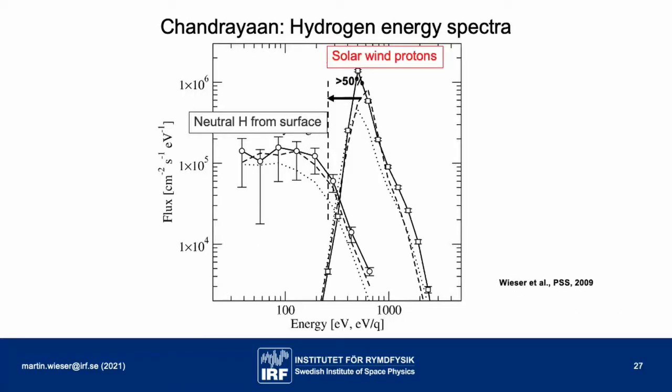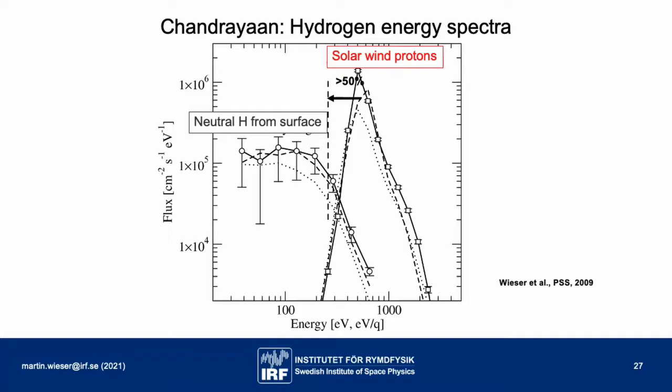If you look at the energy spectrum, one can see that the neutral atoms emitted from the surface follow the solar wind energy spectrum. So here we have two spectra shown. There is the spectrum of the energetic neutral atoms, the three lines here on the left, and we have a solar wind spectrum, which is a bit broader than in undisturbed solar wind, because we are behind the bow shock, so it's a bit heated.